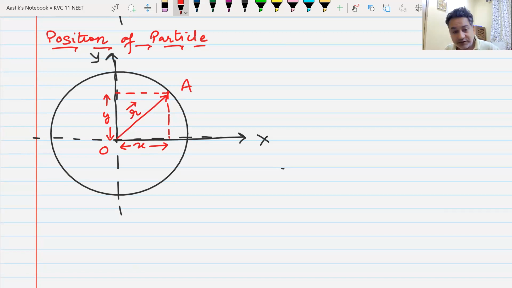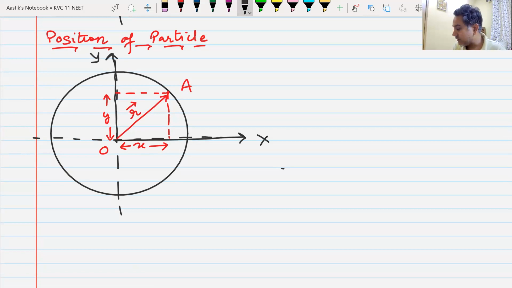Okay, so this is one way of telling you the position of this particle. I tell you the x coordinate, I tell you the y coordinate. But instead of doing it this way, we can do it in a different way. And what is the different way? We have talked about the radius of this circle and the center of this circle. So instead of telling you the x and the y coordinate, there is a different way of doing the same thing.